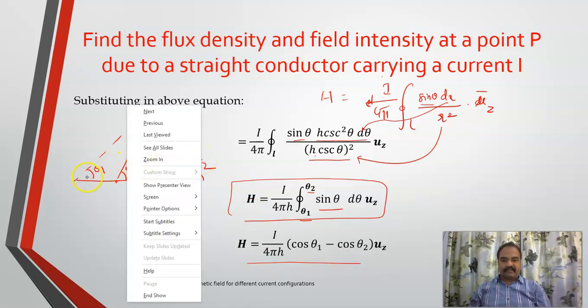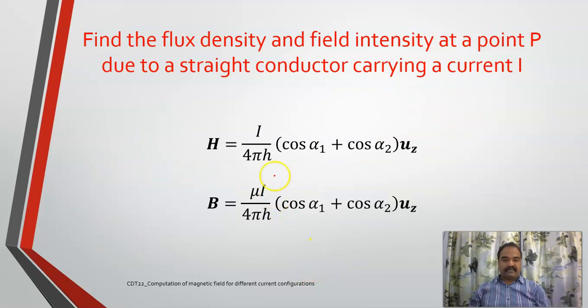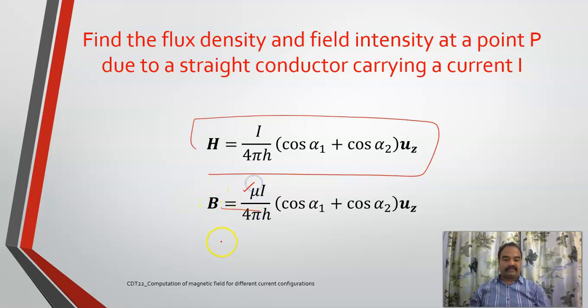But actually, if I take alpha 1 and alpha 2, alpha 1 is equal to theta 1, whereas alpha 2 is equal to pi minus theta 2. If I substitute these terms, this is my final expression. And if you want B, you are supposed to multiply it with mu.